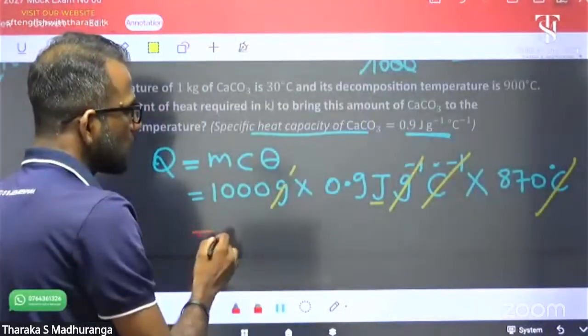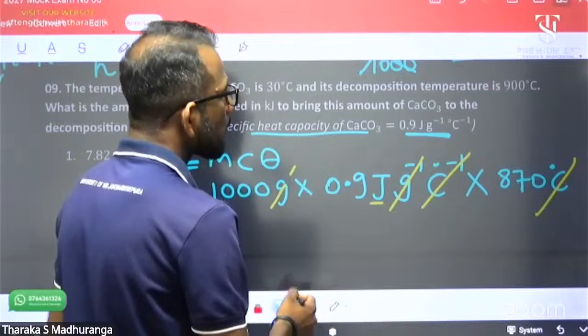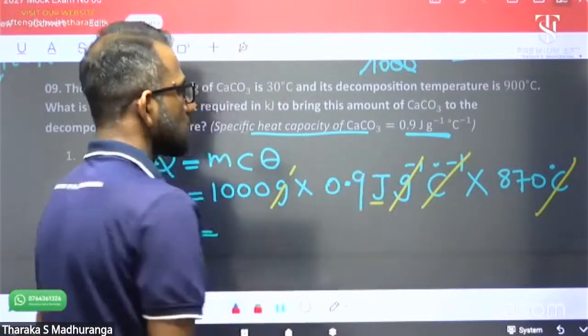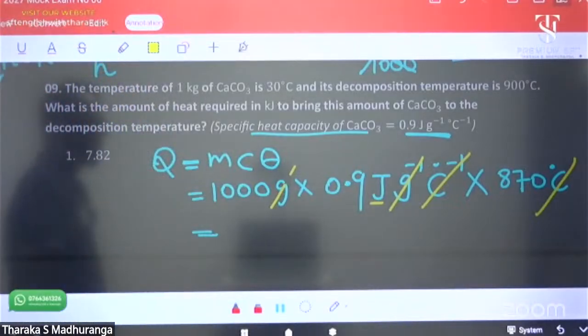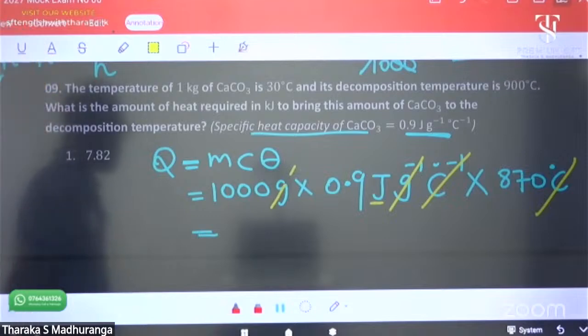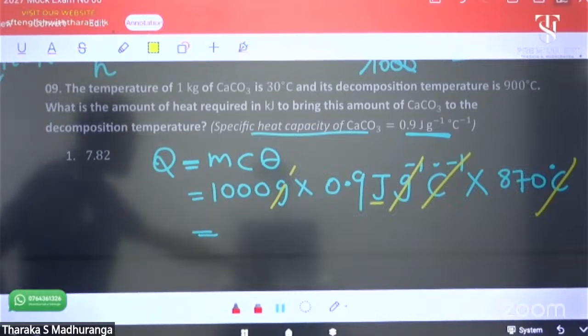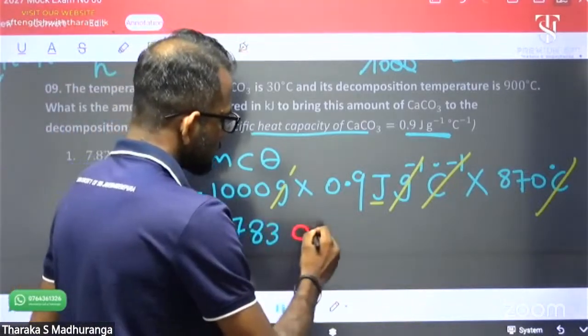The answer comes in joules. Then 1000 into 0.9, that is 900. 900 into 870. What's the answer? 900 into 870 is 783,000 joules.